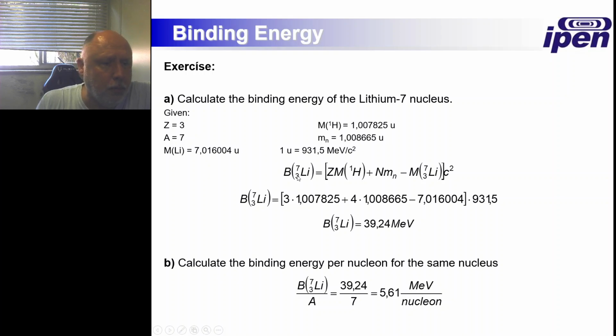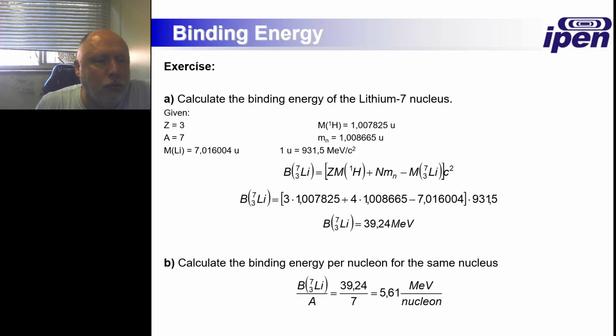What happens? The binding energy will be Z, where Z is 3 times the mass of the proton, plus N times the mass of the neutron, which I have here, minus the mass of the atom itself, right? Then you multiply this by c squared, you do the math, and you have 39.24 mega electron volts.